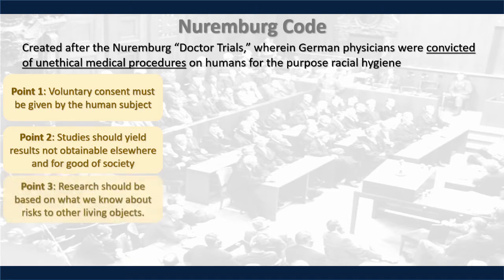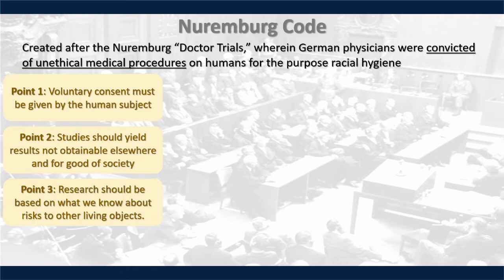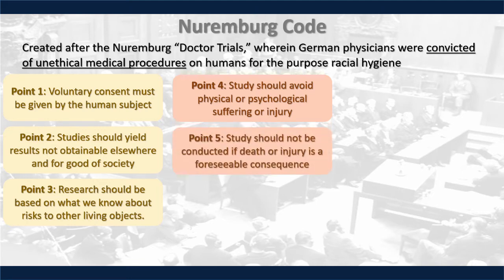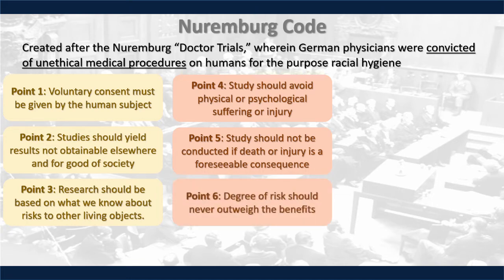The third point was that the researcher must recognize and acknowledge all possible risks associated with the research project. Point 4 is that the study should avoid any long-term physical or psychological harm and suffering to the participant. The fifth point is that if participation in the study can result in death or injury, the study should not be conducted. The sixth point acknowledges that although some studies may carry some risks to participants, the risks should never outweigh the benefits.